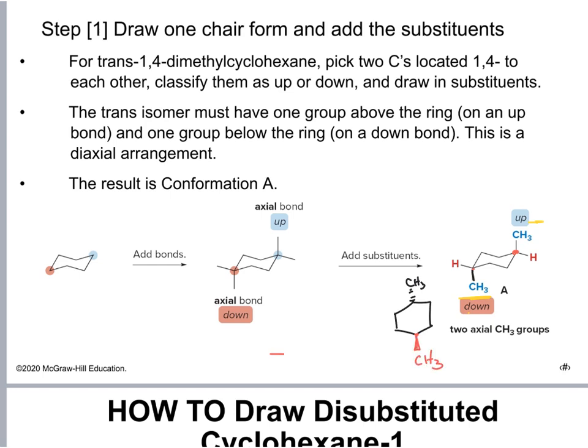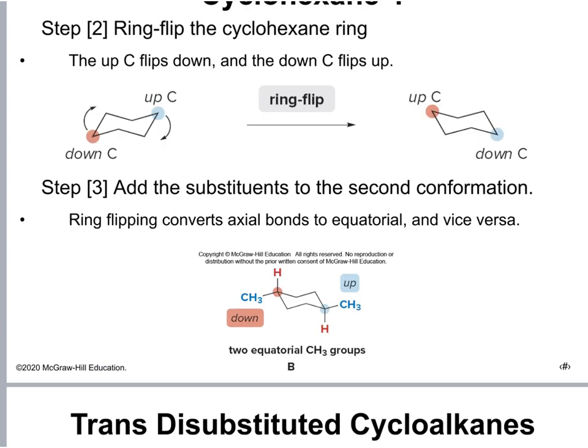So that would be a trans 1,4-dimethylcyclohexane. So you can go through this and see when you flip them, down stays down, up stays up, but axial becomes equatorial, and equatorial becomes axial.